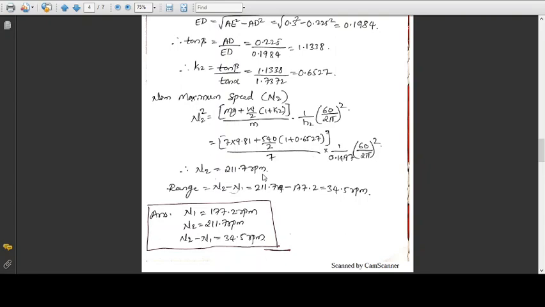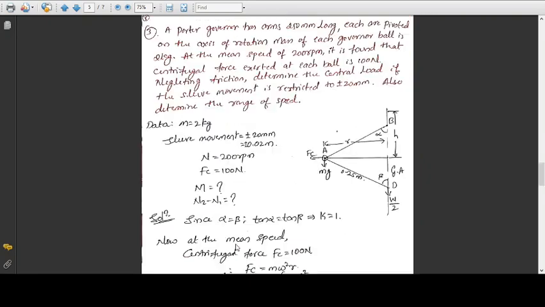Once you calculate the minimum and maximum speed, easily you can calculate the range of speed, which will be given by n2 minus n1. So the range of speed is 34.5 rpm. So these are the answers, that is, minimum speed is 177.2 rpm, maximum speed is 211.7 rpm, and the range of the speed, n2 minus n1, is 34.5 rpm.